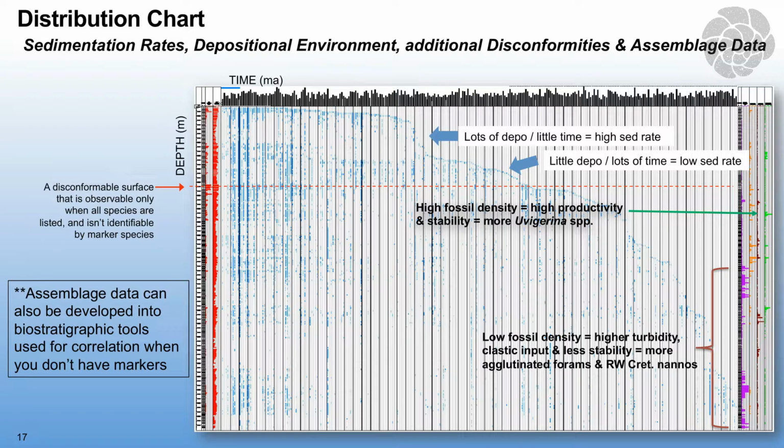If you've got a steeper slope here, that's an indication of a lot of deposition over a short amount of time, so a high sedimentation rate. Conversely, a shallow slope like this indicates little deposition over a lot of time, so a lower sed rate. High fossil density, which would be indicated by all this blue over here, indicates an environment of high productivity, high stability. Conversely, low fossil density, like down here, might indicate higher turbidity, higher clastic input, and less stability.